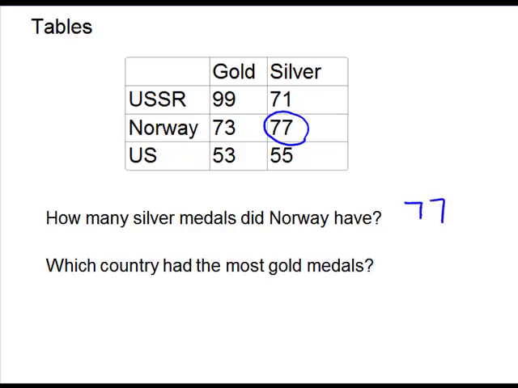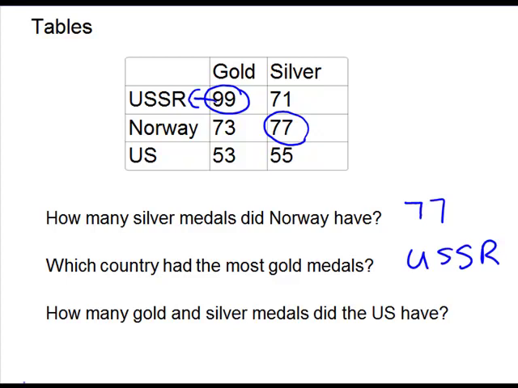The next type of question is not quite as direct. It asks us which country had the most gold medals. So we have to go first in the gold column, make a decision, so the 99 is the largest, and then go backwards. So we're looking over a column, making a decision, and then going backwards, and we choose the USSR.